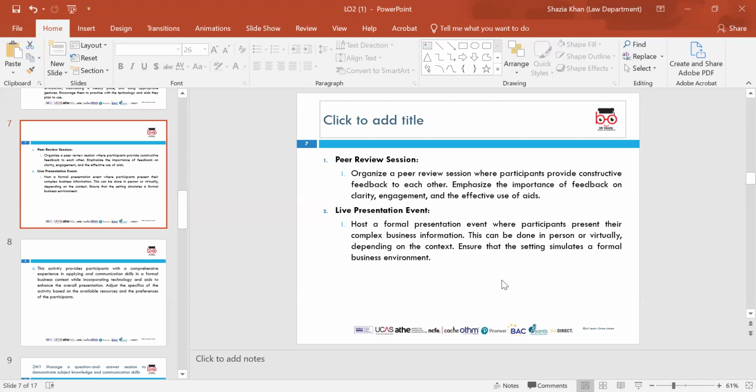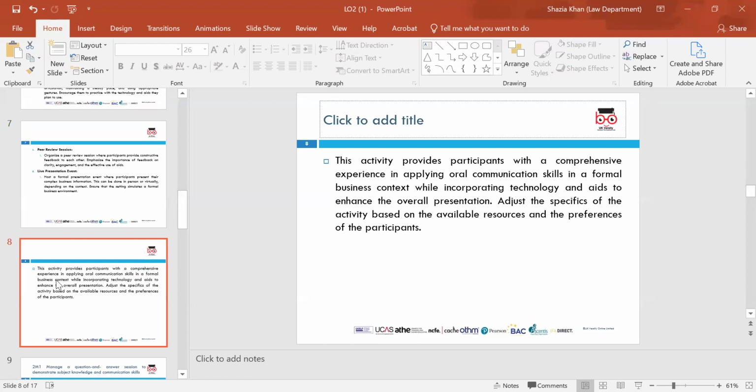The live presentation event. So you host a formal presentation event where participants present their complex business information. This can be done in person or virtually, depending on the context. Ensure that the setting simulates a formal business environment. This activity provides participants with a comprehensive experience in applying oral communication skills in a formal business context, while incorporating technology and aids to enhance the overall presentation. Adjust the specifics of the activity based on the available resources and the preferences of the participants.